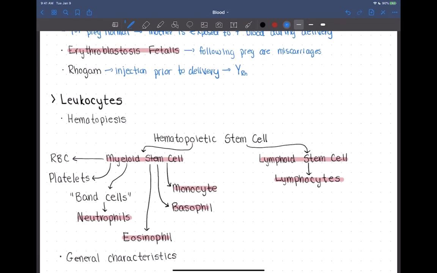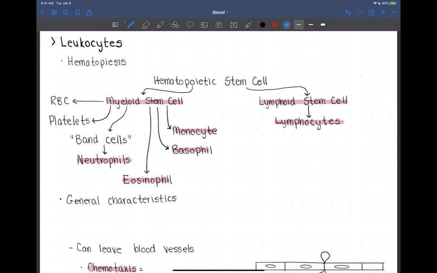Now let's move on and talk about white blood cells, so leukocytes. We talked about hematopoiesis for red blood cells, so now let's talk about it for white blood cells. We said before, we start with a hematopoietic stem cell, or a hemocytoblast. That is a cell that can become any type of blood cell. This initial hematopoietic stem cell can become two different types of cells: a lymphoid stem cell, or a myeloid stem cell.